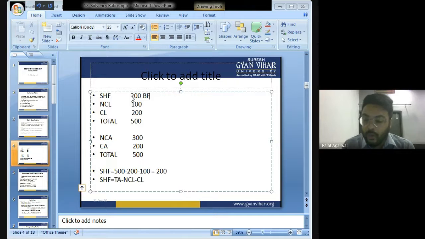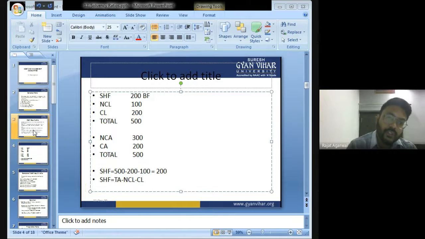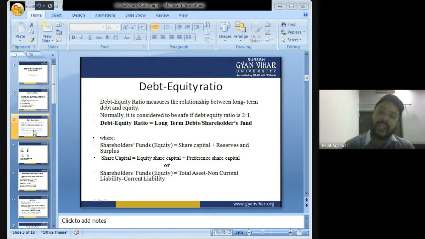So how have you calculated? We have calculated, sir, total asset minus non-current liability minus current liability equals shareholder fund. So see what is written here: total asset minus non-current liability minus current liability equals shareholders fund. This is one more way to calculate shareholder fund.